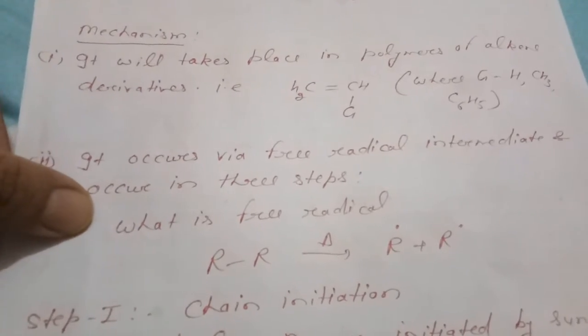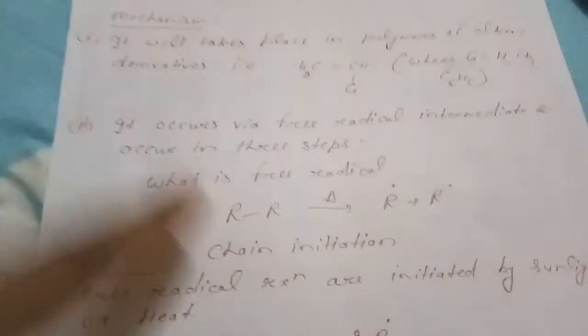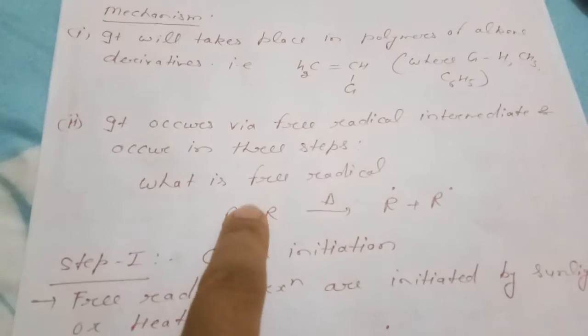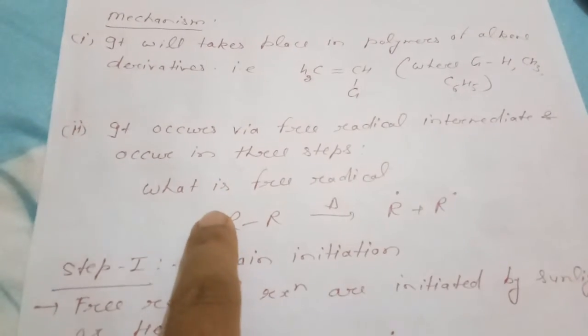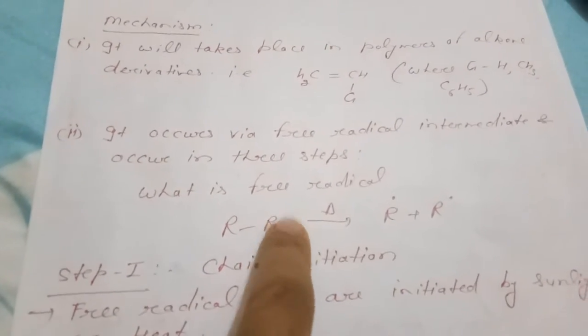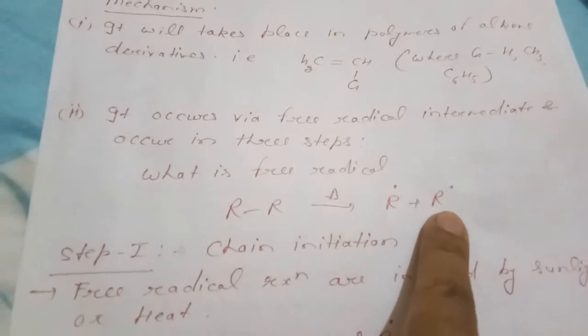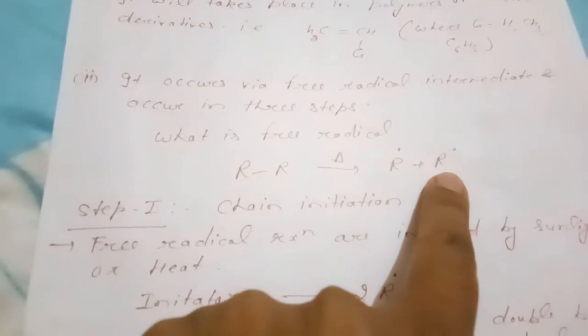Now the question is, what are free radicals? For example, consider this molecule. When this bond breaks and one electron goes with this and one goes with this on heating, free radicals are generated. Now we will discuss the three steps of the reaction mechanism.